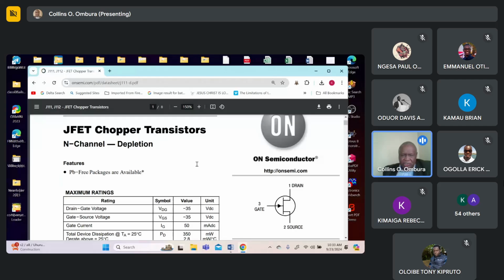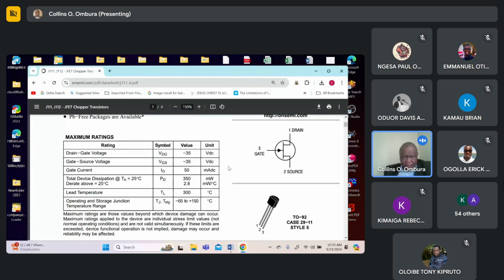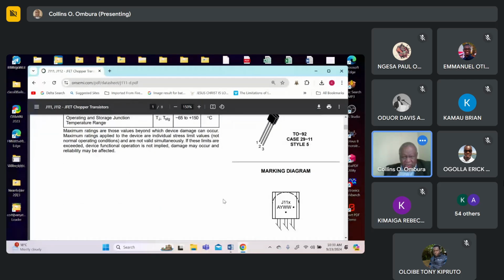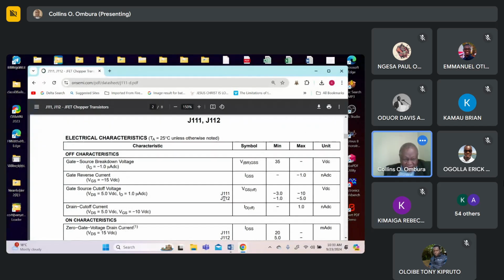So onsemi is a Japanese company. This is one of their FETs, which is designed for choppers, small signal choppers. They'll give you the data, the power, the maximum voltage, and then some of the electrical characteristics of the FET.